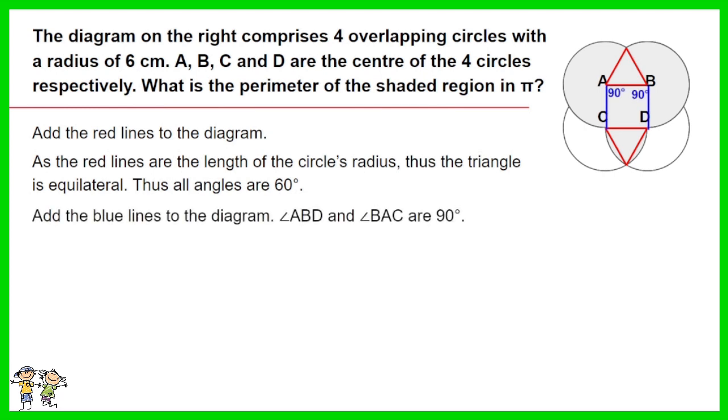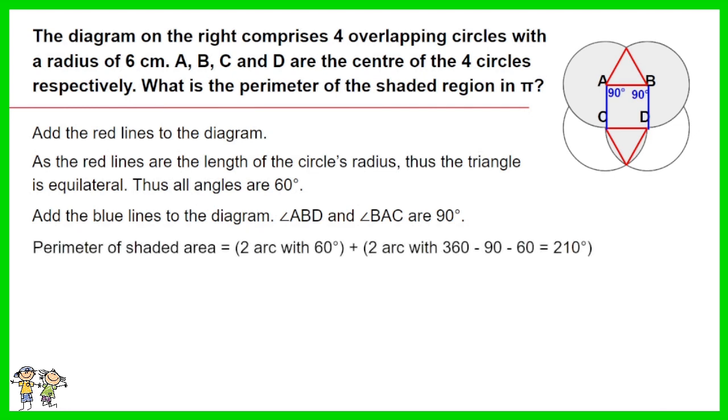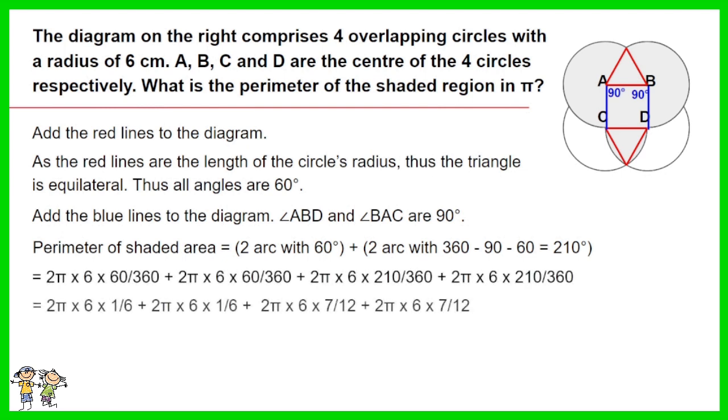Add the blue lines to the diagram. Angle ABD and angle BAC are 90 degrees. Perimeter of shaded area equals 2 arcs with 60 degrees plus 2 arcs with 210 degrees. Work out the equation. The answer is 18 pi.